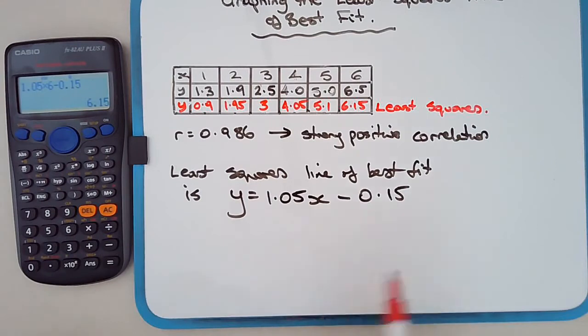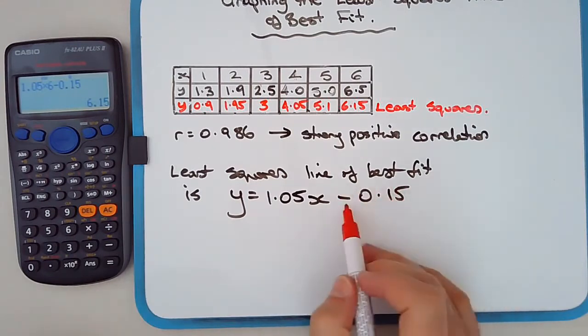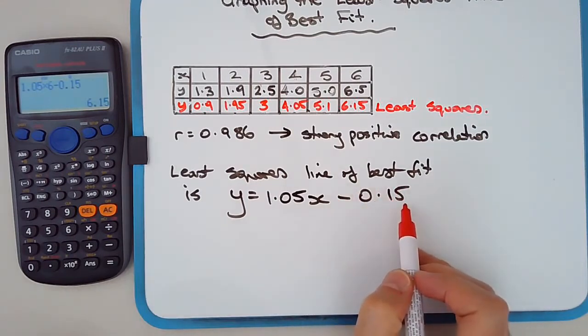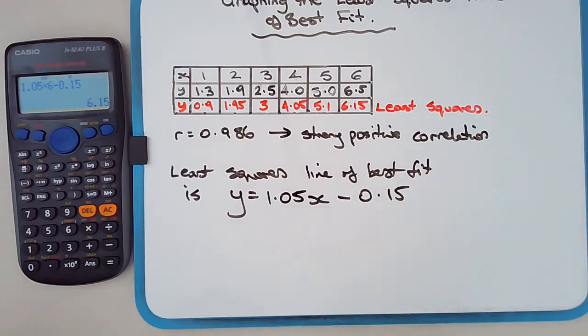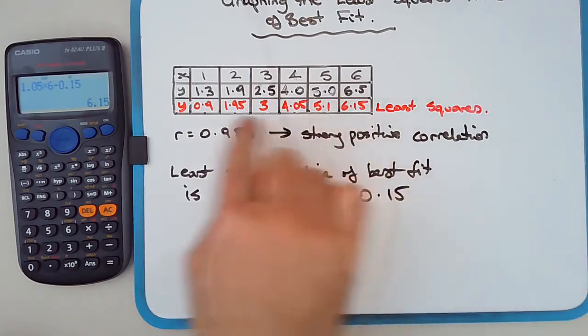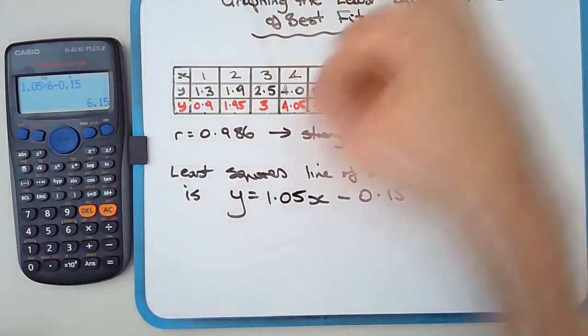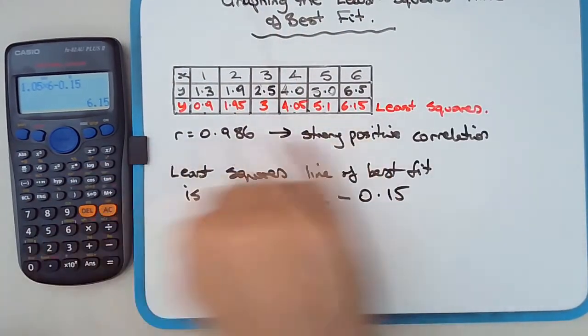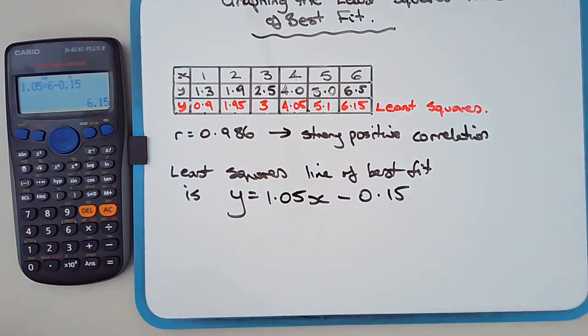All right. We also have the y-intercept here, which is negative 0.15, and that's what we'll need to put on the graph if you can. Otherwise, we've got a few points here in red, so we can use the x values and the points in red to then graph our least squares line of best fit. All right, so let's do that.